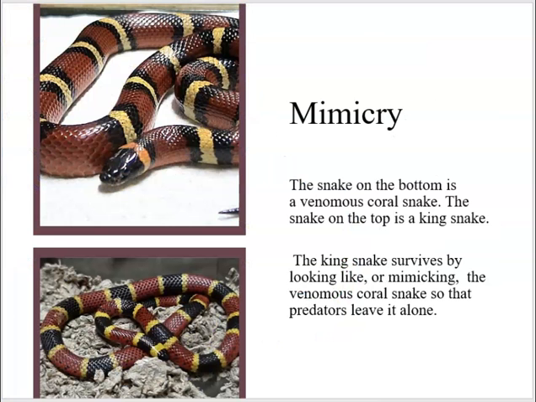Next, we're going to review mimicry. So the snake on the bottom is the venomous coral snake, and the snake on the top is a king snake. The king snake survives by looking like or mimicking the venomous coral snake so that predators can leave it alone. And remember, mimicry is when one living thing resembles a different kind of living thing. Mimicry helps animals and plants in various ways. It can help them from being eaten, or it can help them get food.